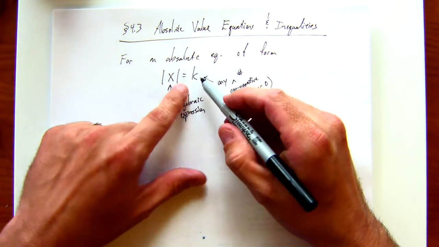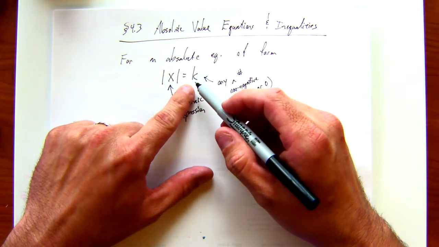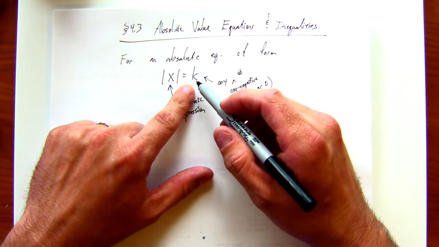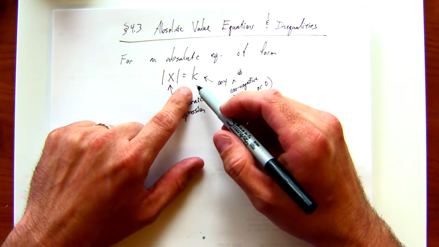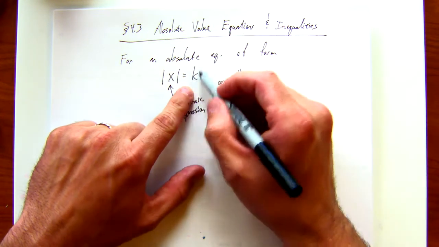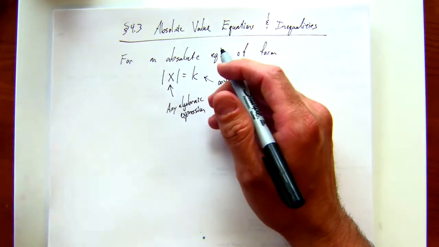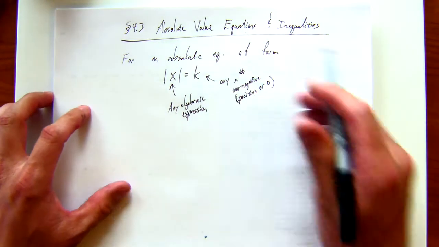Right? Now if this k is negative, what does that mean? Can you ever have an absolute value that's negative? No. So immediately, if you see a negative number here, you're done. No solution. Okay, so it's got to be a positive number.